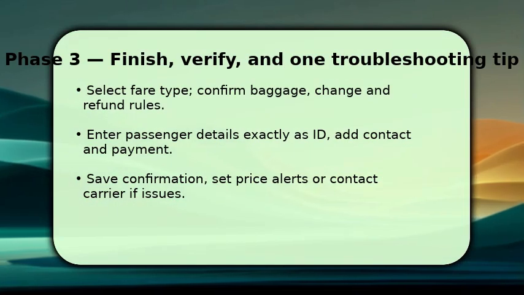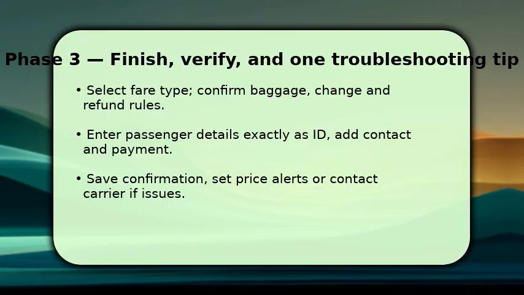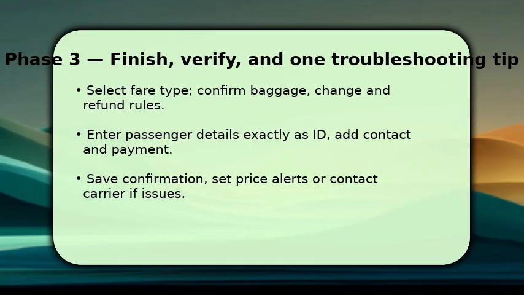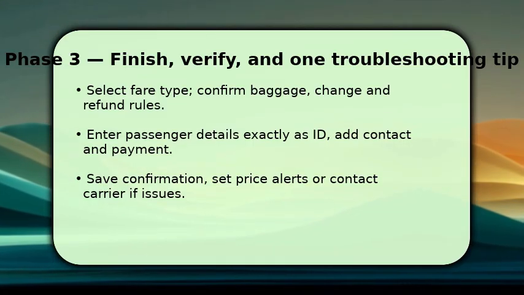You're ready to book. Choose the exact fare, double-check baggage allowance and change or refund conditions, then proceed to passenger details. Enter names as they appear on ID, add contact info, and complete payment. After confirmation, save the booking reference and email receipt.